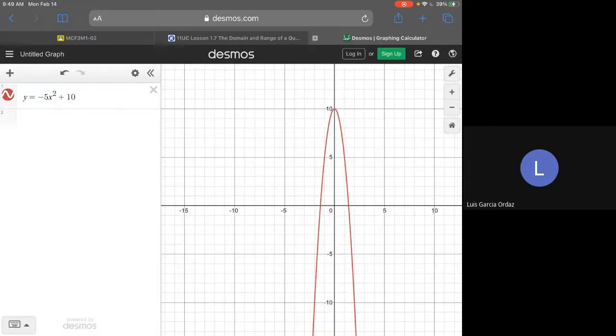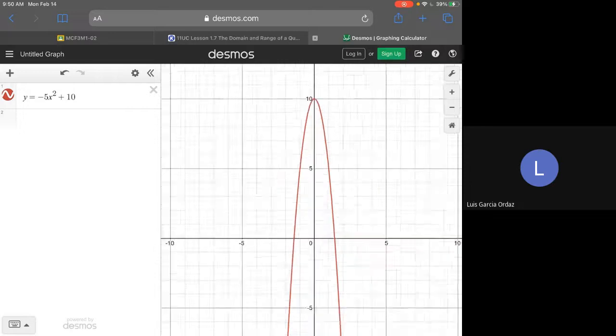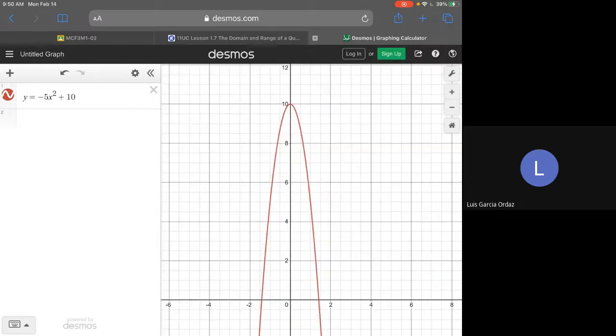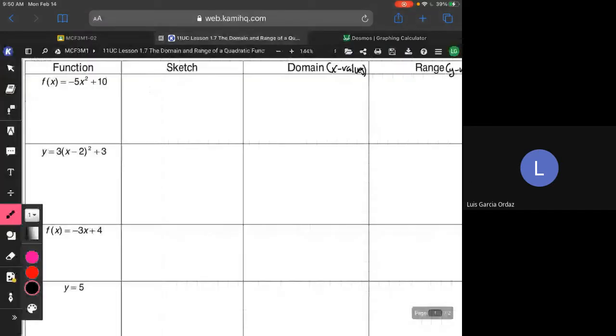So looking at my graph, what is my vertex in this parabola? What is my vertex? Jade. And what's the y value? 0 and 10. So my vertex is going to be 0 and 10. So when I sketch this out, that's going to be the important information I have.